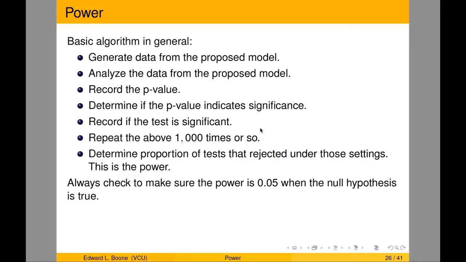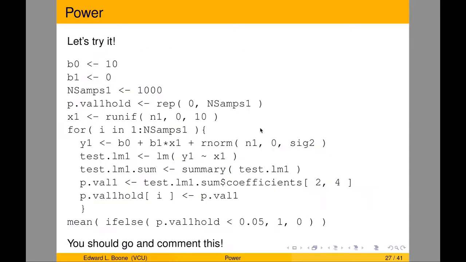It's pretty straightforward and very formulaic, but when you do this, you should always run this under the null hypothesis first to make sure that your rejection rate is 0.05 or whatever your significance level is. So if your significance level is 0.01, then you should get 0.01. All right, so let's get started.